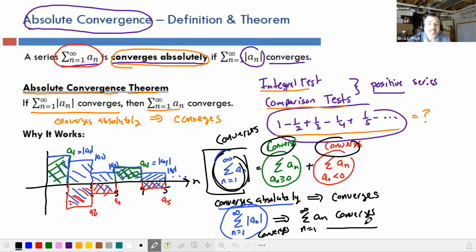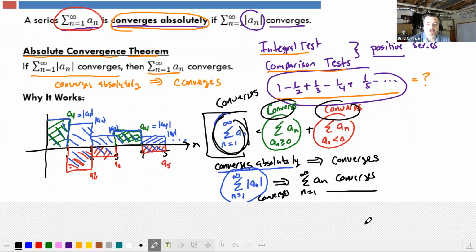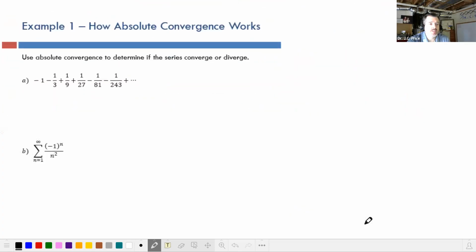Let's take a look at some examples of how we can use absolute convergence to show if a series converges or diverges. So on this one here, let's look at part A. Notice we have this series, and notice how the negatives work. It goes negative, negative, positive, positive, and then negative, negative, positive, positive. This is our series S. And to see that this series actually converges, we're going to look at the sum of the absolute values.